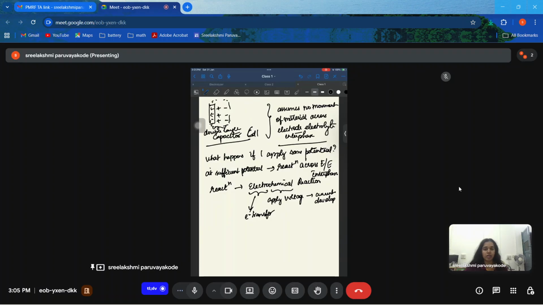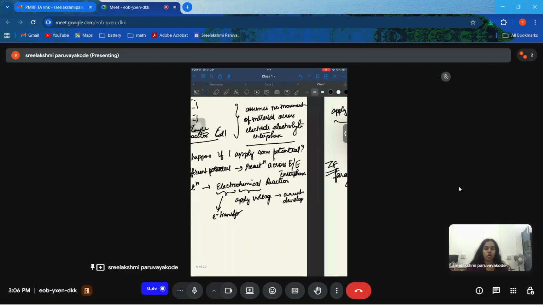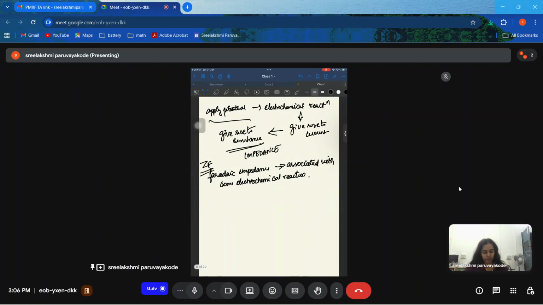Now at the same electrode-electrolyte interface, if I apply some potential, what is happening? Because the potential is applied, we say that a reaction will happen and there is a current involved. We say it's an electrochemical reaction. Electro because electron transfer happens, and chemical because of the voltage. Because of the application of the voltage, we see a current developed across the electrode-electrolyte interface. Then what is impedance? When we are applying some potential, there is an electrochemical reaction happening, and this gives rise to current. And because of this current, there is a resistance developed, and we say that that's what impedance is.